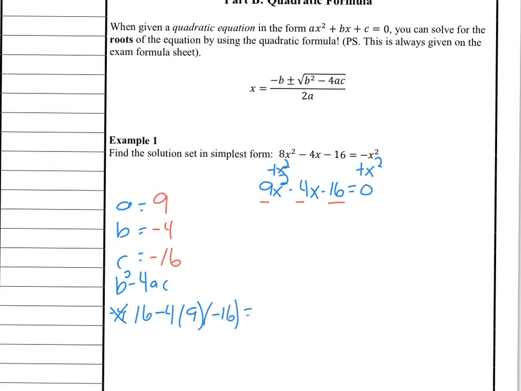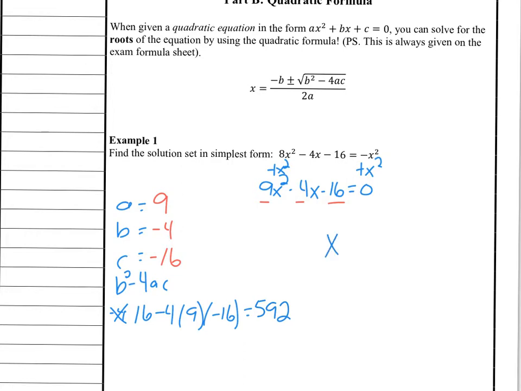From there, I always go right to the calculator and push all the buttons: 16 minus 4 times 9, you don't have to use parentheses, multiplied by negative 16. That's going to give you 592. Not a very nice number, and for the most part, the quadratics that we're going to be dealing with are not going to be nice.